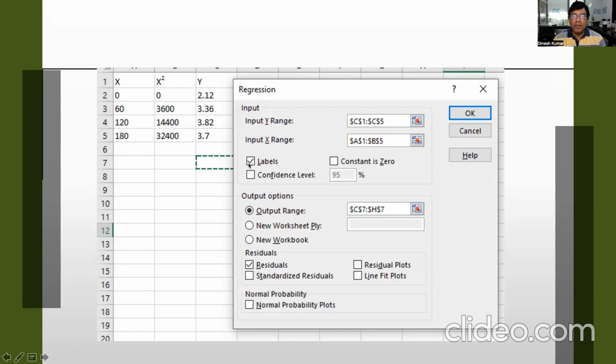Then tick this labels. In the first row, you have the labels. So if you tick it, then it will take only your numerical data. Confidence interval level is 95. Then output range, you can minimize it and just select the space anywhere in the Excel sheet. Just click and select one or two cells. Or you can save output in the new worksheet or new workbook, wherever you want. Then residuals, if you are interested in residuals, you can tick these and then go to OK.